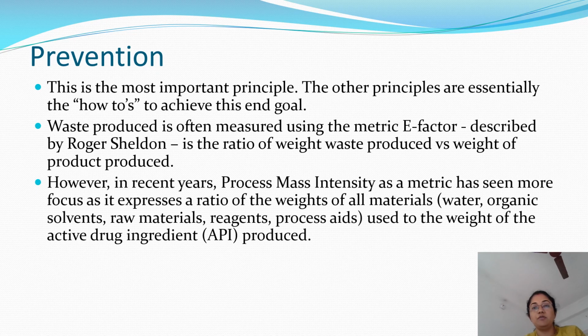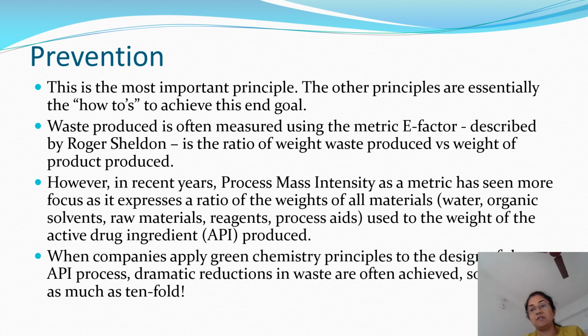Waste produced is often measured using the metric E factor, which was described by Roger Sheldon. It is the ratio of the weight of the waste produced versus the weight of the product which is produced. Another index that is used is the active drug ingredient, and nowadays industries are also using these factors to minimize the waste in their byproducts.